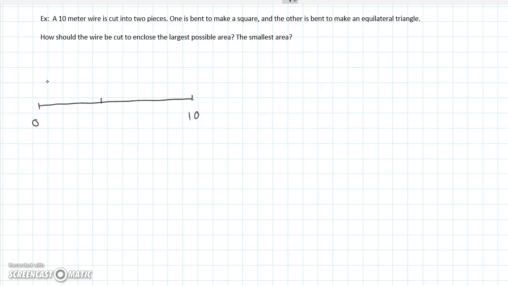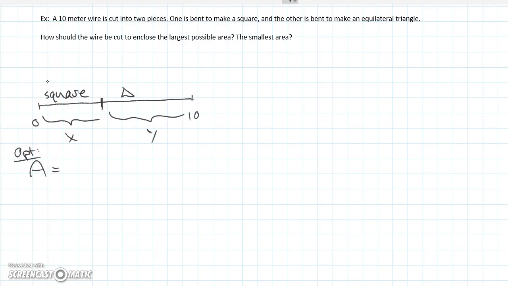Let's say we cut it somewhere like that. Let's call this distance x, and this distance y, and this is the wire we use for the square, and this is for the triangle. I don't know why I wrote out square and drew a triangle, but I did. Okay, so the area is what we want to optimize.